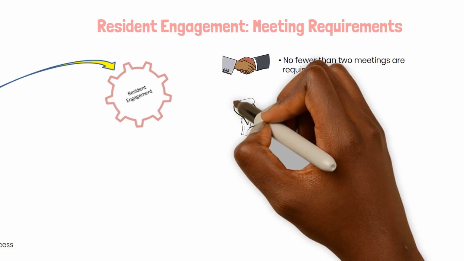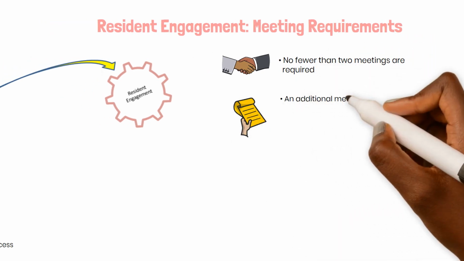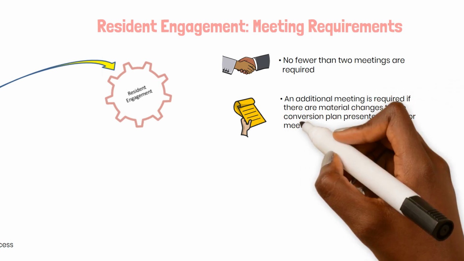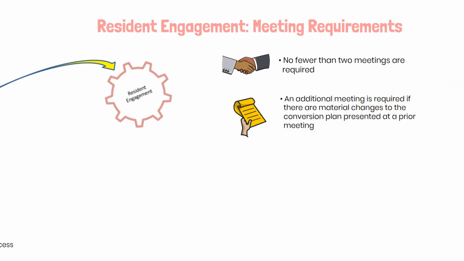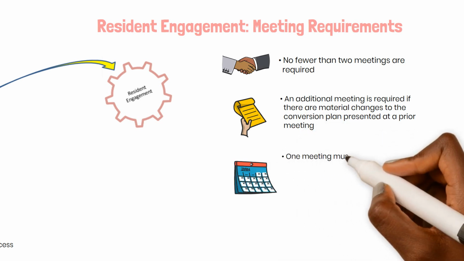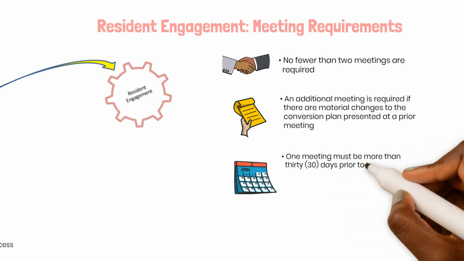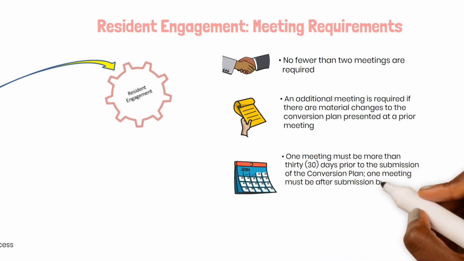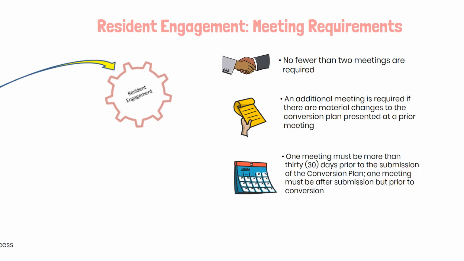The project owner must hold an additional meeting when there has been a material change to the plan that was not already discussed in a previous meeting. At least one resident meeting must be held no less than 30 days before the conversion plan is submitted, and another meeting must be held after submission of the conversion plan, but prior to conversion.